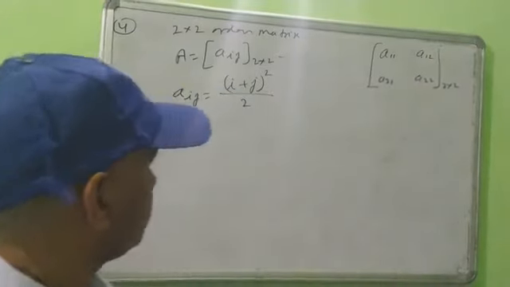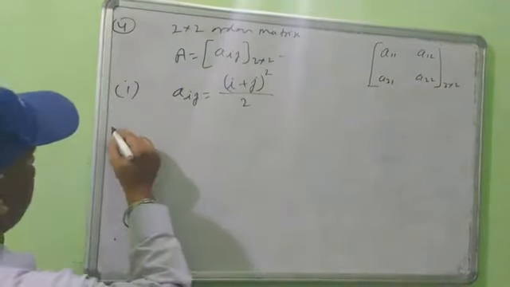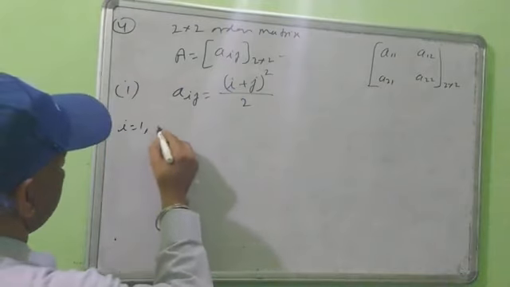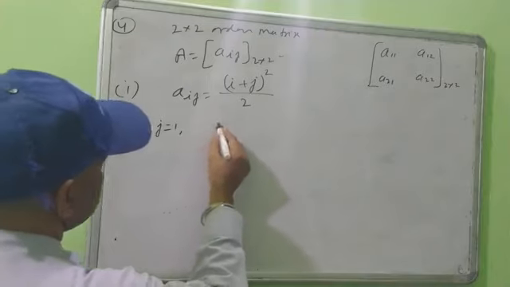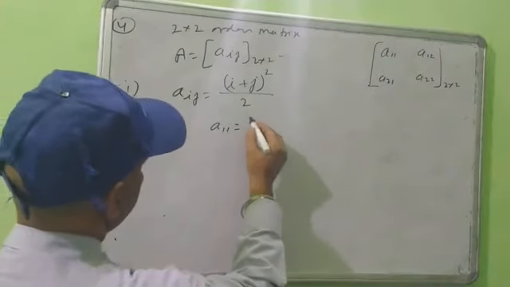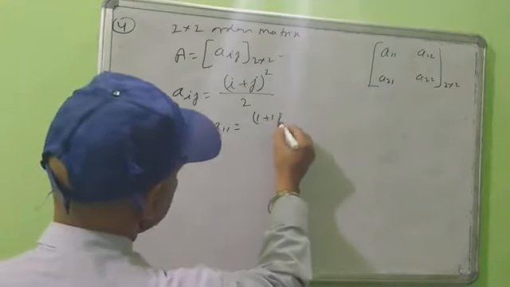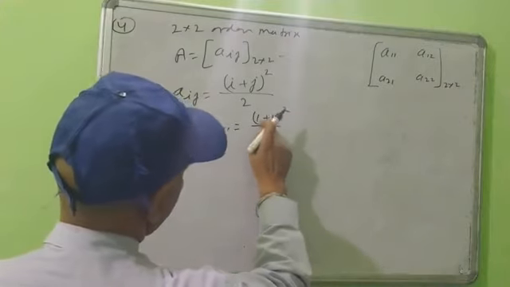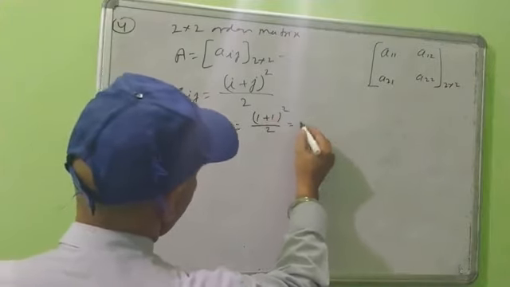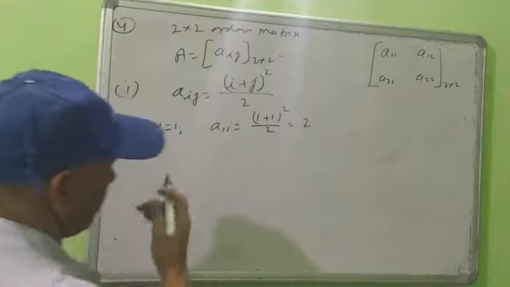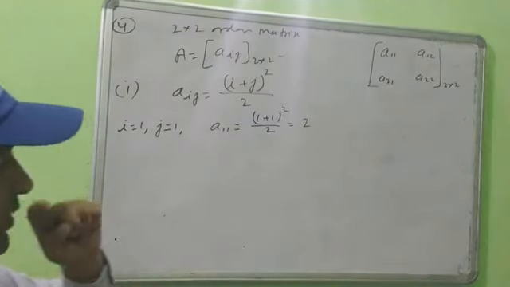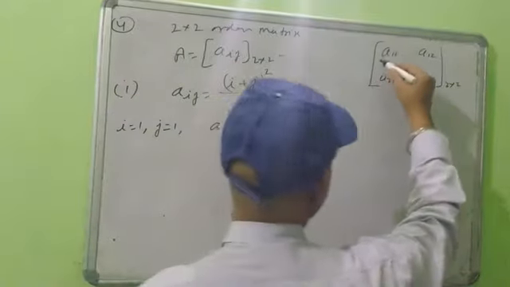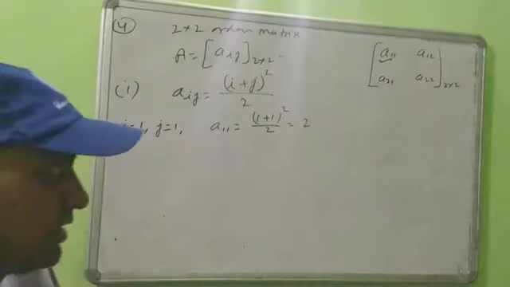So now discuss here i equal to 1 and j equal to 1. Means you will get a 1 1. Putting the value here: (1 plus 1) whole square upon 2. 1 plus 1 is 2, square of 2 is 4. 4 upon 2 is 2. When you calculate this, you get the answer 2. Means you are getting the value of this element.